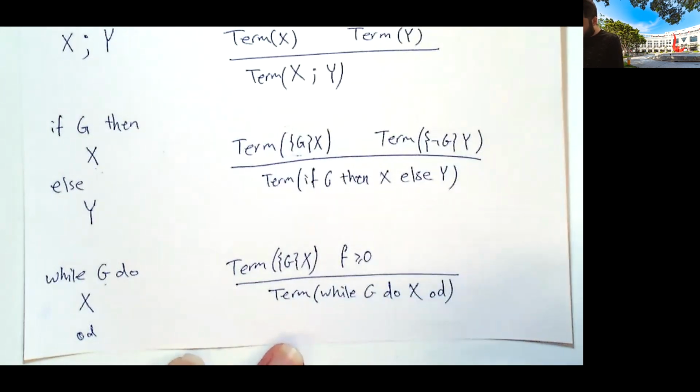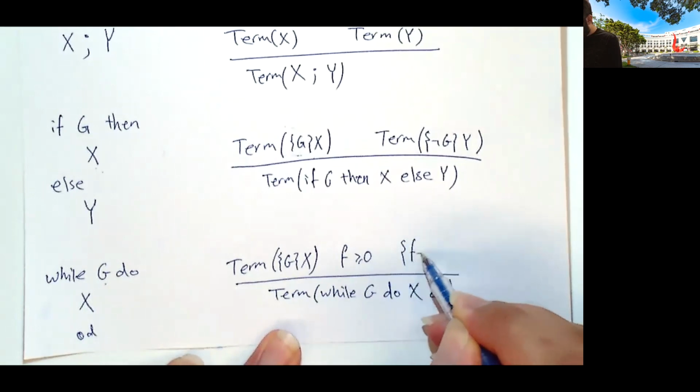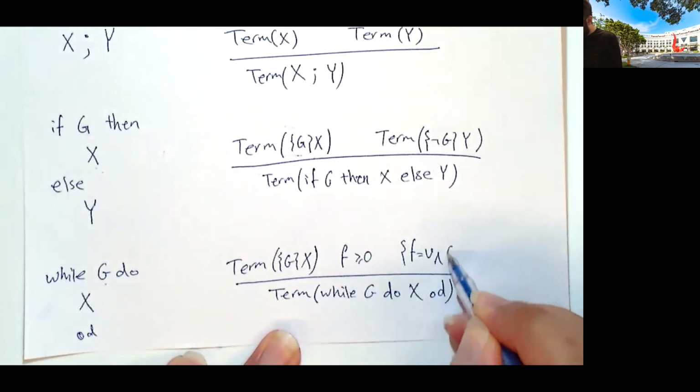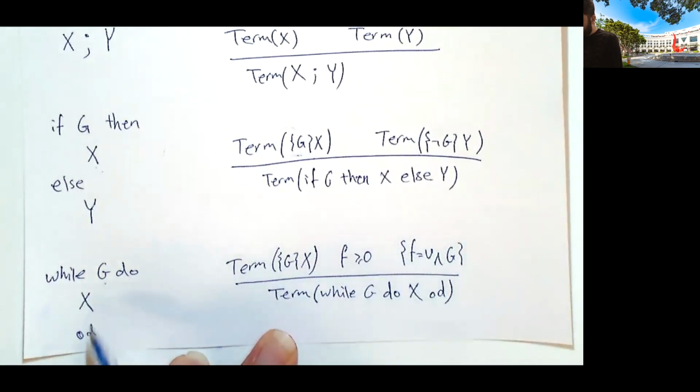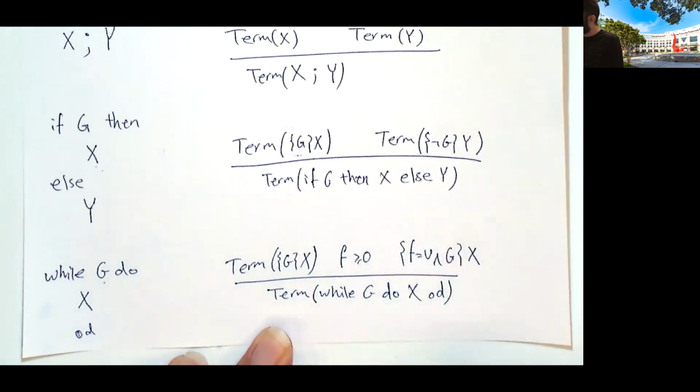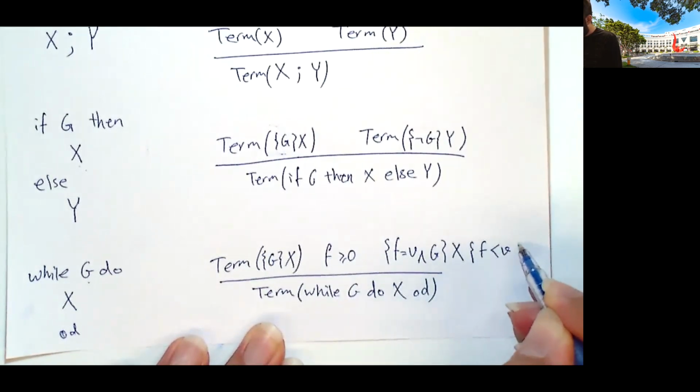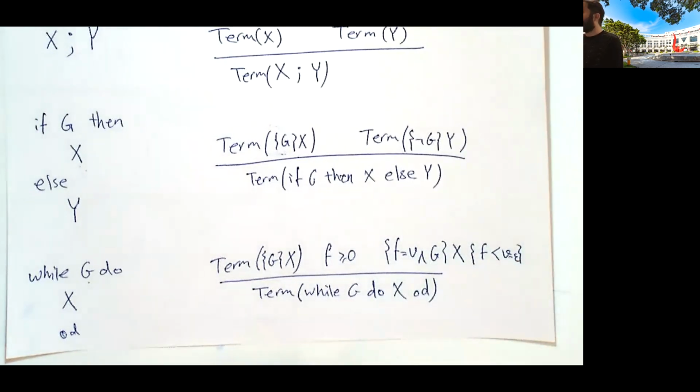So what does that mean? If the value of f is some value, let's call it v, and g holds, then I run one iteration of my while loop. And at the end of this, the value of f should be less than v, or less than v minus epsilon, based on which kind of ranking function it is. Okay. So this is a little bit more complicated than the previous rules that we had.